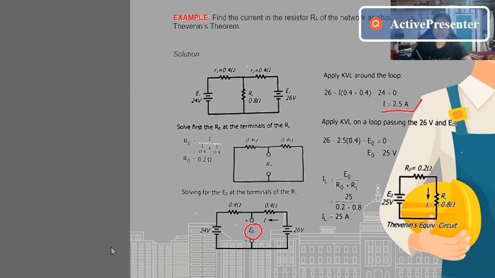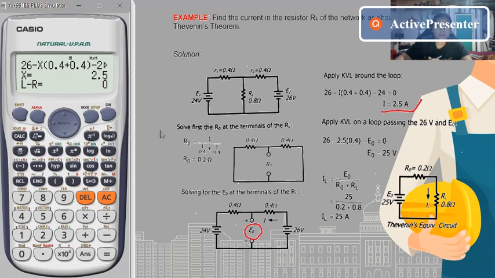So, apply KVL on a loop passing the 26 volts and EO. So, we have 26. Na-solve naman nato ang I. Substitute. 2.5, 0.4 minus ang kaning EO. So, solving for our EO. Pwede na to. Transpose na to atong EO. So, 26 minus 2.5, 0.4. So, our EO will be 25 volts.